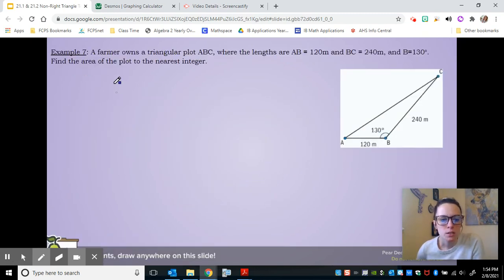All right, so our first example: a farmer owns a triangular plot ABC, where the lengths are AB is 120 meters, BC is 240 meters, and they also give us angle B, which is 130 degrees. And we're finding the area of this plot of land to the nearest integer. So kind of ignoring three sig figs and just rounding to the nearest whole number.